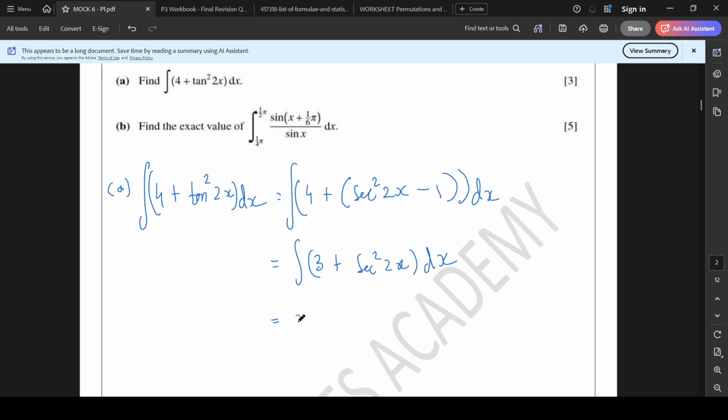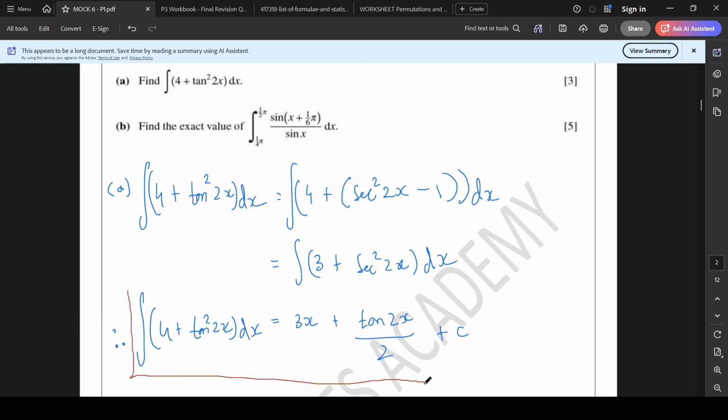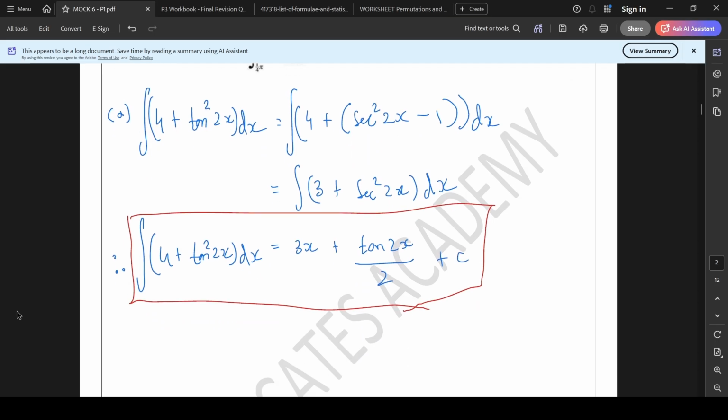The integration of 3 is simply 3x. Integration of sec square 2x is going to become tan of 2x. But then because of the reverse chain rule, you need to take the derivative of 2x and divide it by 2. And of course, don't forget the integration constant because the limits were not present. So you can conclude your answer over here. Let me just change the color. It will be integration of 4 plus tan square 2x dx is equal to this. And then you can just put some kind of a marker to identify that, okay, yeah, this is my final solution over here. Now for part B, let's see how we can solve that.